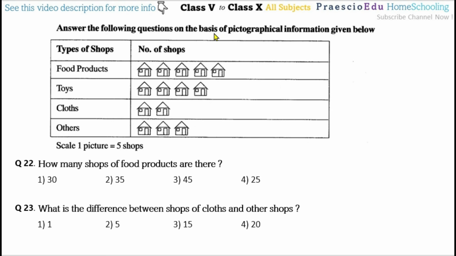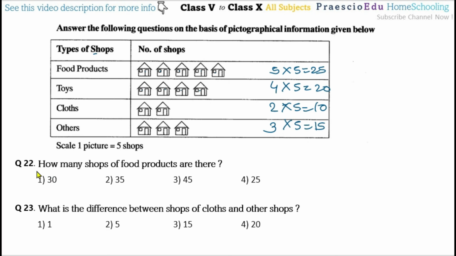Answer the following questions on the basis of the pictographical information given below. So there are the types of shops and the number of shops. Food products 1, 2, 3, 4 and 5. So there are 5. Then toys 1, 2, 3, 4, 4 shops. Then clothes having 2 shops and others having 3. That is in the image, but one picture is equal to 5 shops. So 5 multiplied by 5 is 25 shops. So here 20 shops, here 10, and here 15. Now on this information we will solve the questions.